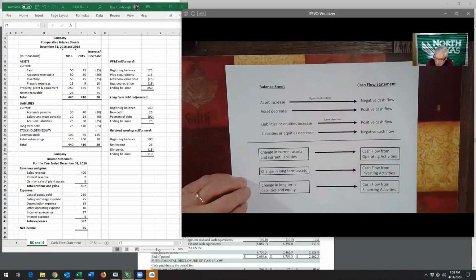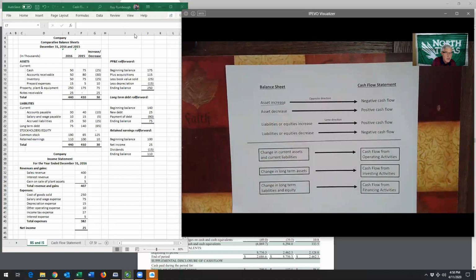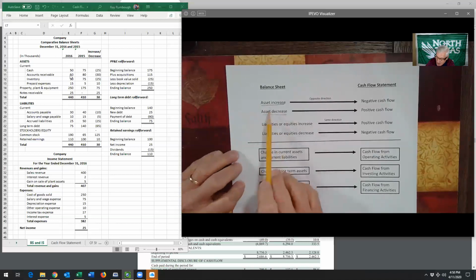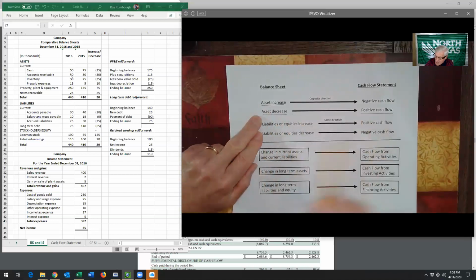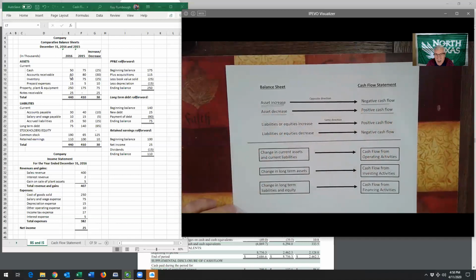So, here we go, is any increase. I look at two balance sheets, last year's and this year's. If you see the cursor here, I have the 2015 balance sheet and the 2016 balance sheet. Any increase, like here, receivables went down, so that's an asset decrease. Anytime an asset decreases, that's a positive cash flow. Any increase in an asset is a negative cash flow.